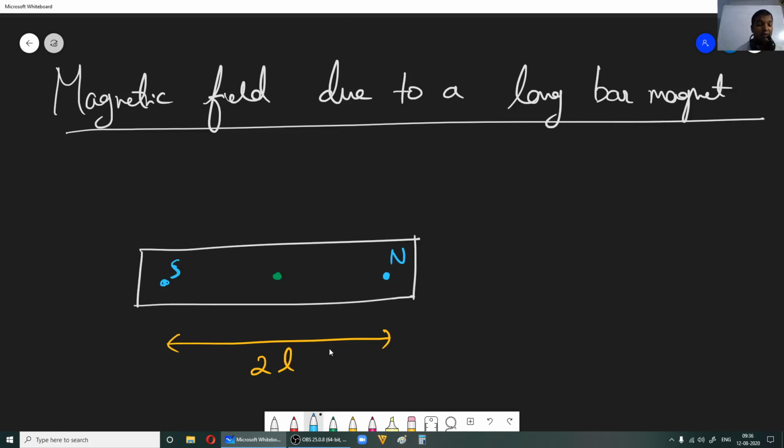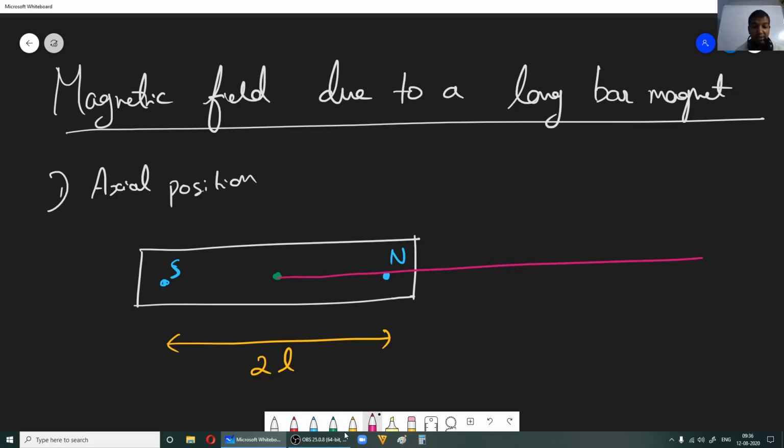All right, fine. So let us derive the magnetic field at an axial position. What we'll do is consider a line. Say this pink line is the axial line. Now I'm interested in finding the magnetic field at this point P, let us say.